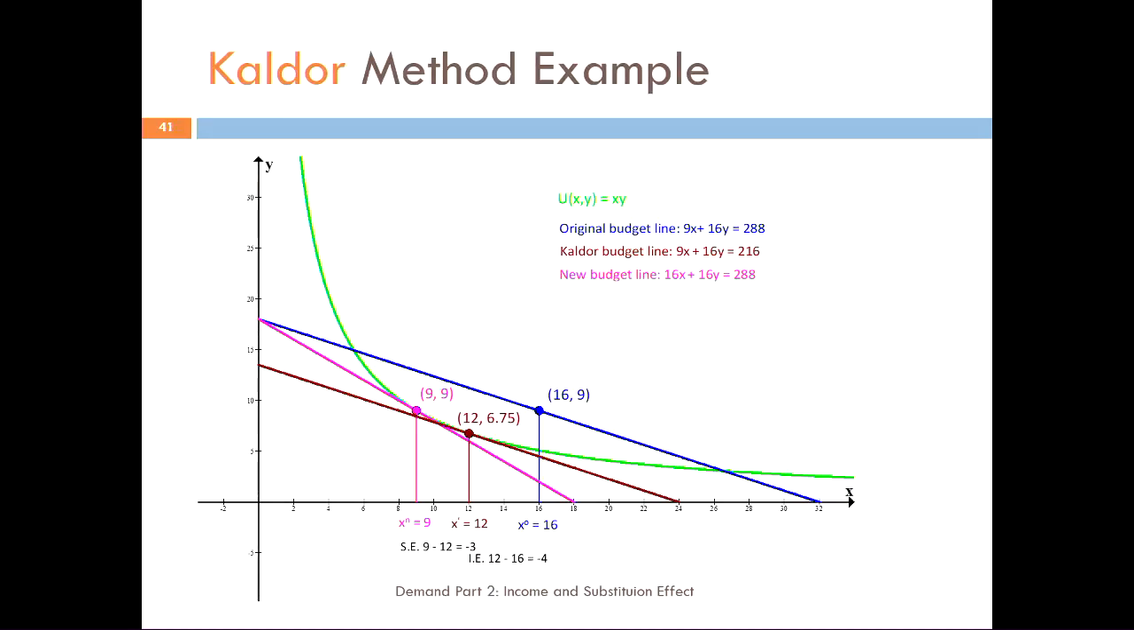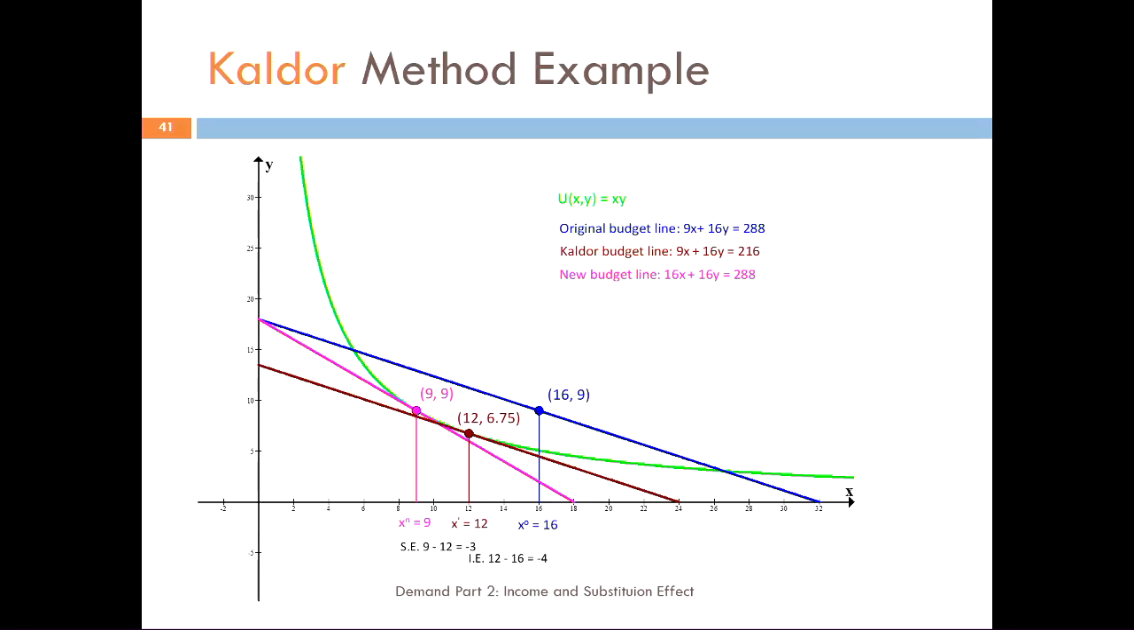All right, so I didn't separate this one out into the income and substitution effect diagrams, but we can take a look at it. So what happens here? The original budget line in blue, we have our most preferred affordable bundle 16, 9. On the new budget line in pink, we have our new most preferred affordable bundle 9, 9. And then we have our hypothetical budget line there in brown, where we would choose the bundle 12, 6.75.